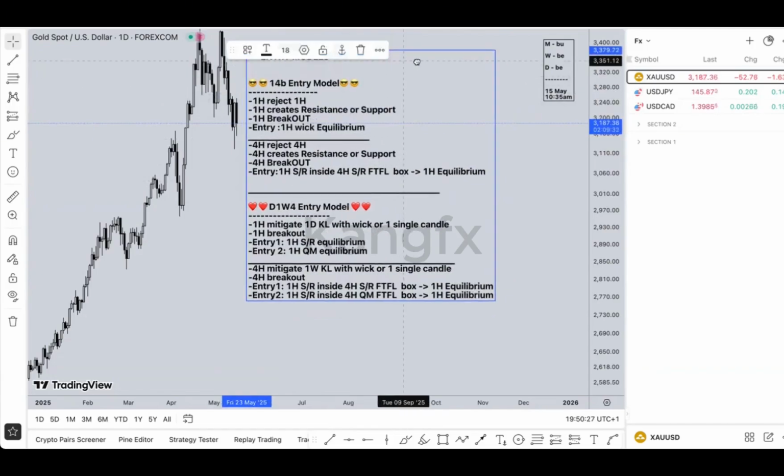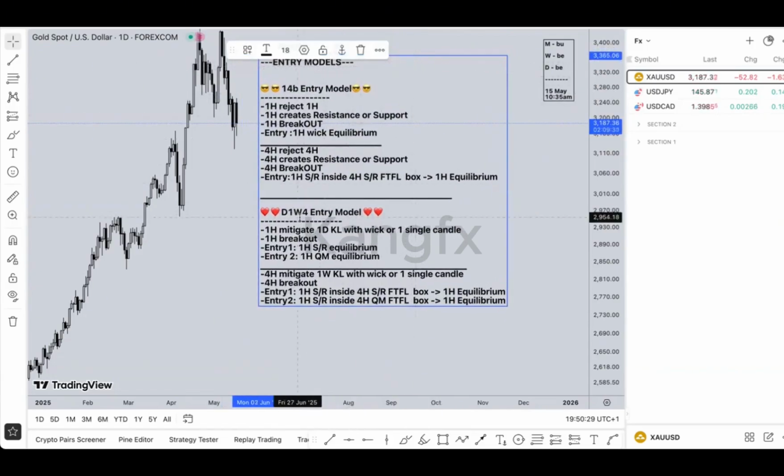So today we'll be covering the D1W4 entry model. This is the final entry model you'll be learning. D1W4 entry models. And how do we use these entry models? The D there stands for daily, the 1 there stands for 1 hour, the W there stands for weekly, the 4 there stands for 4 hour. That's how we got the name D1W4 entry model.